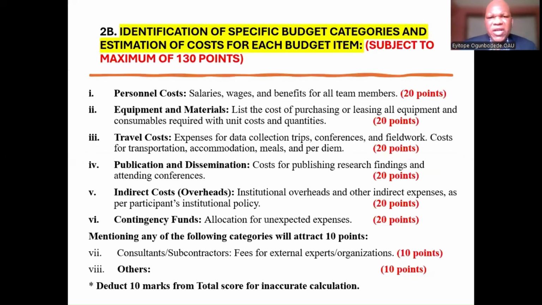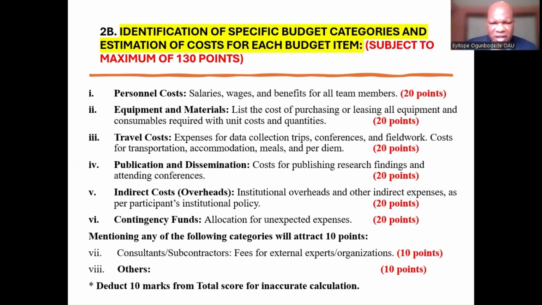Identification of specific budget categories and estimation of costs for each budget item. This is going to be scored subject to a maximum of 130 points. The personnel costs will be 20 points. Equipment and materials will be 20 points. Travel costs will be 20 points. Publication and dissemination will be 20 points.